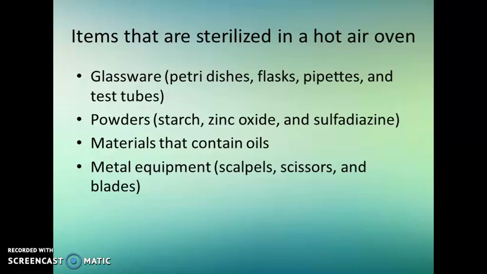Now next are the items that are sterilized in a hot air oven. Glasswares, for example petri dishes, flasks, pipettes and test tubes. Then powders, for example starch, zinc oxide and sulfadiazine. Materials that contain oils can also be sterilized using a hot air oven. Then metal equipment, for example scalpels, scissors and blades.